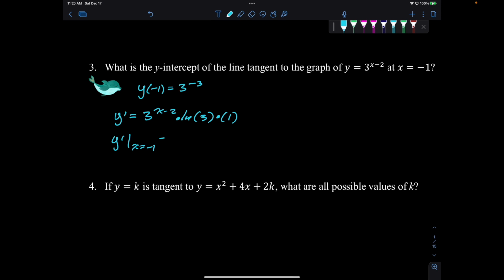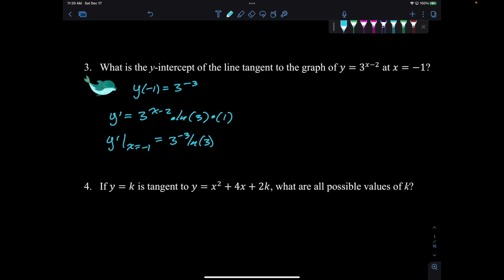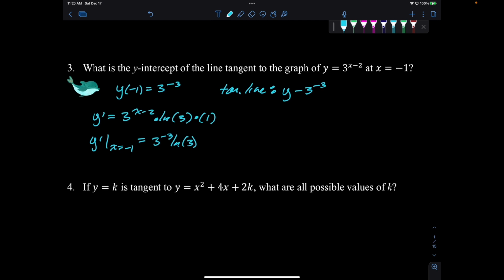So this would be 3 to the negative third natural log of 3. And so then our tangent line would be y minus 3 to the negative third, which is 1 over 27, but I don't think that's going to really help me here, equals 3 to the negative third natural log of 3, and then x plus 1.